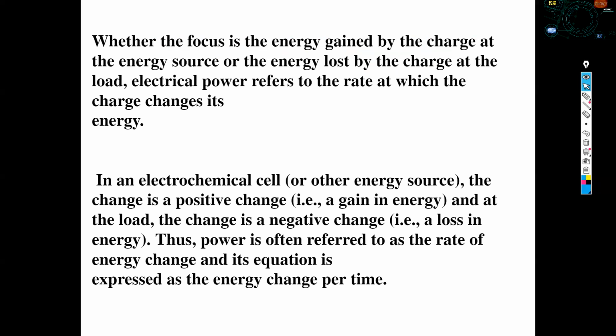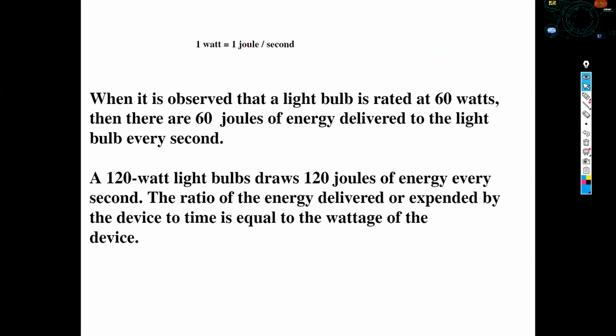Okay, so the big thing here is the power is referred to as the rate at which that energy change is occurring. Whether it's positive or negative, for our purposes right now, it's not real important. If you flip the terminals, the positive, negative are just going to flip-flop. And just as a reminder, 1 watt is a joule per second. So a 60-watt light bulb is taking 60 joules of electrical energy and converting it every second. A 120-watt light bulb, 120 joules per second.